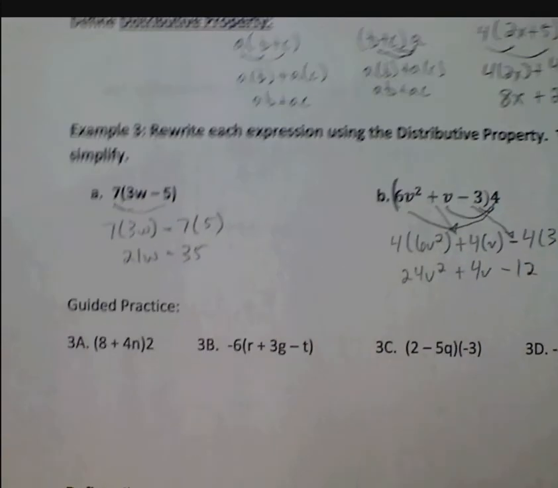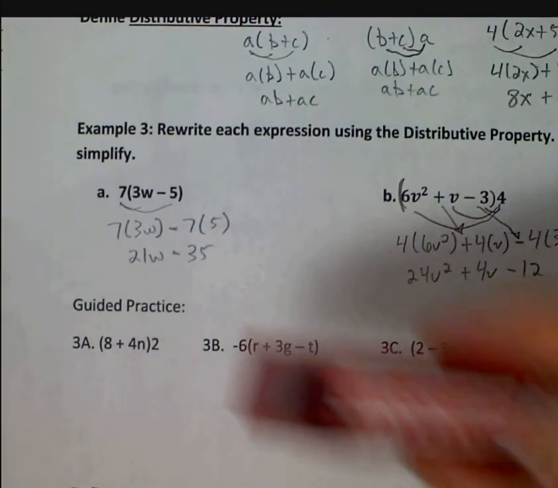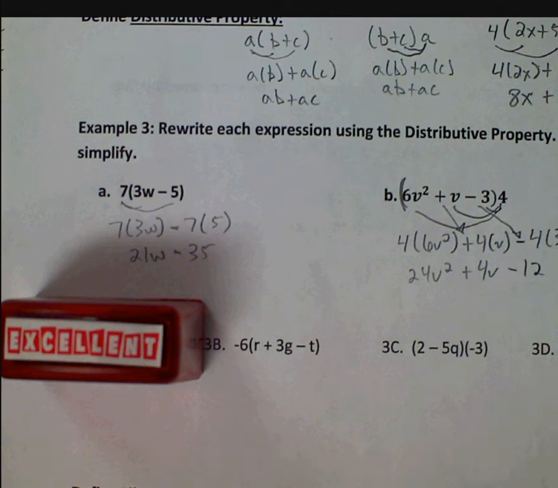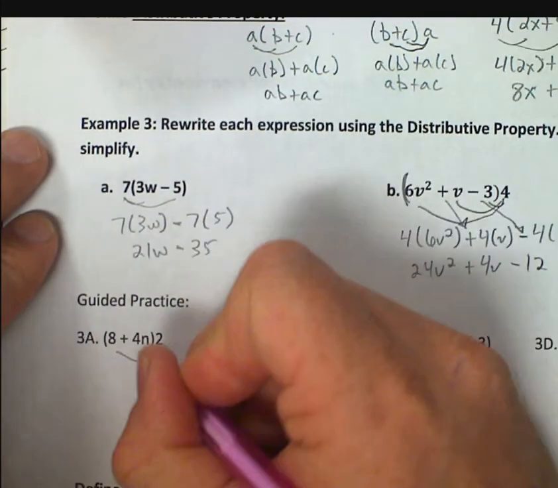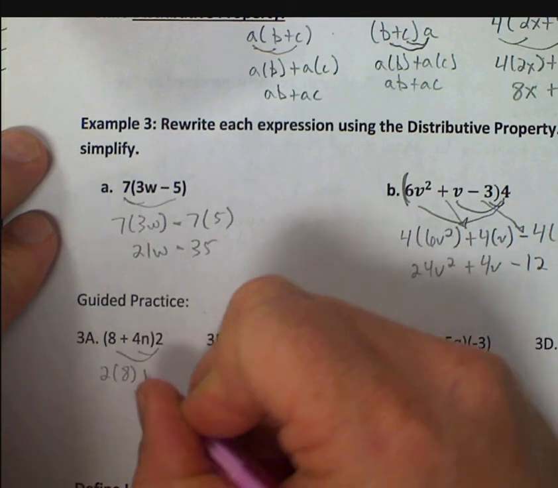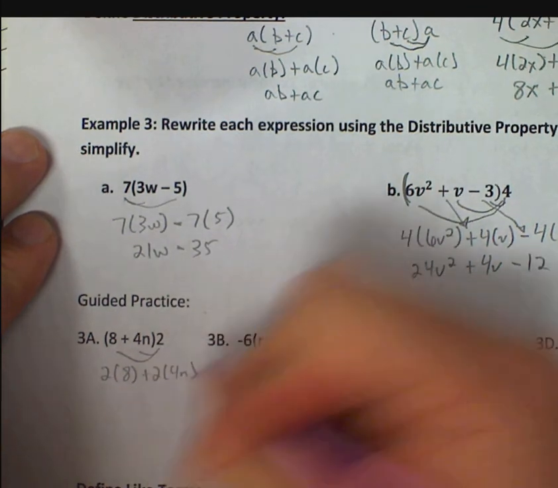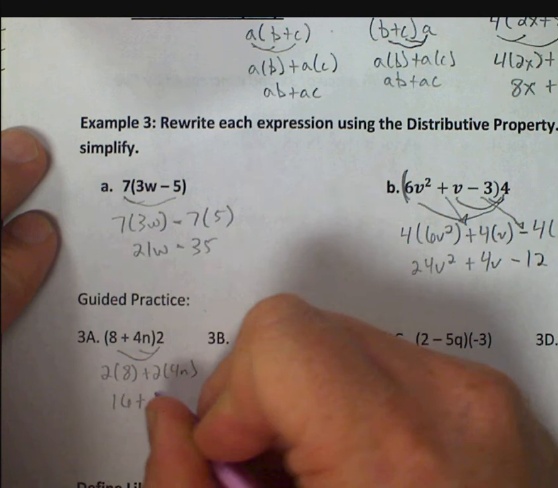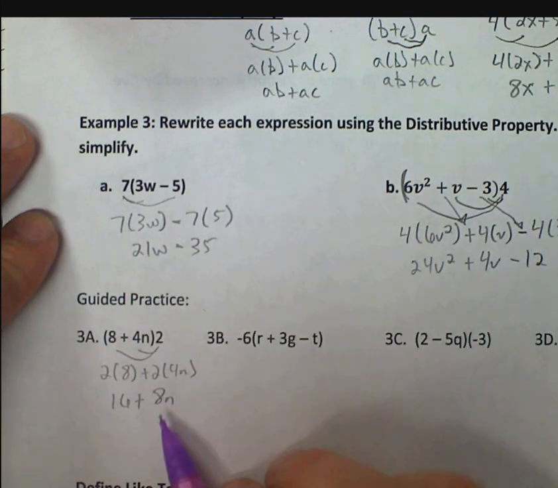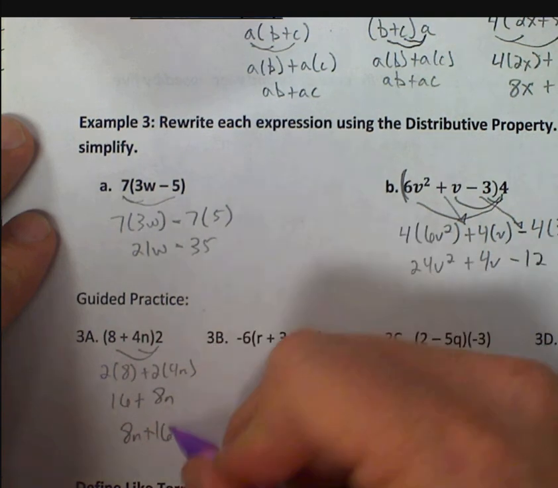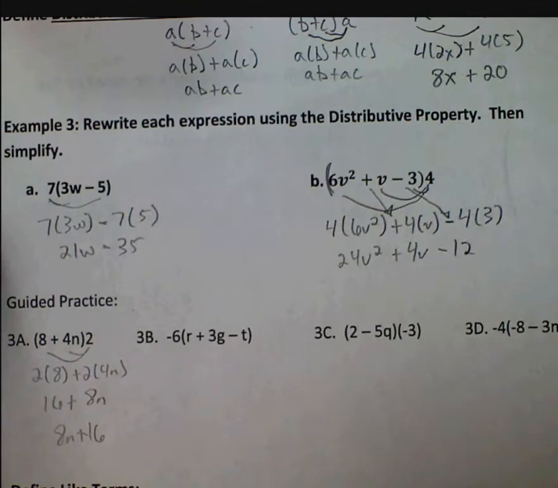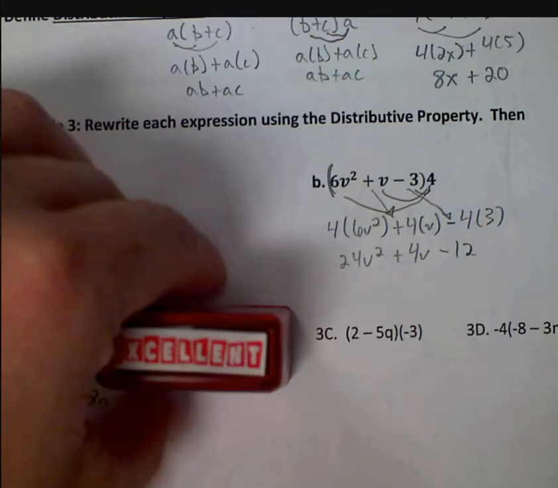Go ahead and try 3a. 3a, if I distribute, I get 2 times 8 plus 2 times 4n, 16 plus 8n. I want us to get used to writing the variable first, 8n plus 16, but these are the same, so it doesn't matter. Go ahead and try 3b. Pause the video and try.